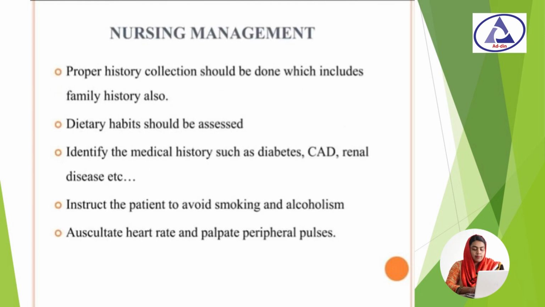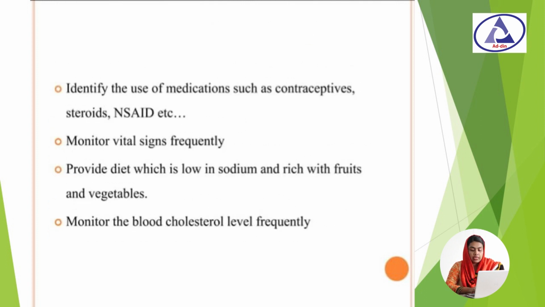Now, nursing management. Proper history collection should be done, which includes family history also. Dietary habits should be assessed. Identify the medical history such as diabetes mellitus, renal disease, etc. Instruct the patient to avoid smoking and alcohol. Auscultate heart rate and palpate peripheral pulses. Identify the use of medication like oral contraceptive, steroid, NSAID, etc.